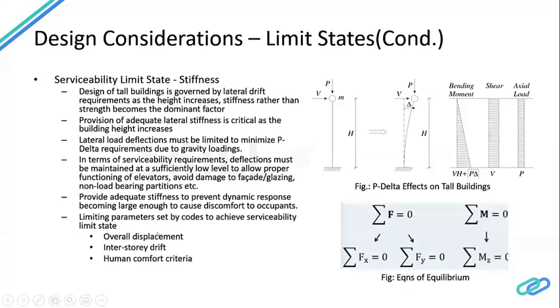Now, how do we restrict the deflection? I keep saying, okay, restrict it. But to what do we restrict it? This is based on some parameters which are set by codes. So there are different codes across different countries, which give you certain values to be followed in terms of design of this displacement. So there are three factors generally. One is overall displacement. The next is interstory drift. And the third is the human comfort criteria. So I'll just explain quickly each of these.